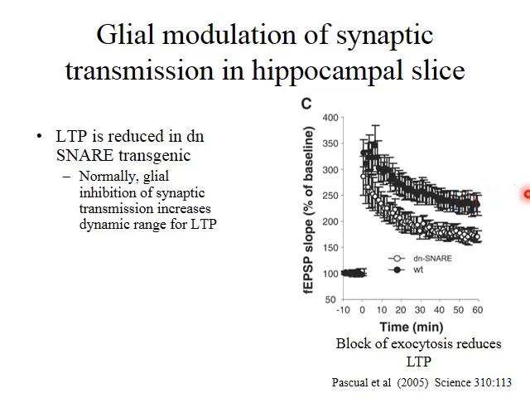Now, when the same experiment is done in the transgenic animal, where exocytosis is blocked by the DN SNARE, the dominant negative SNARE, we see that LTP still occurs, but the magnitude of LTP is significantly reduced. And the reason for that is the following. Remember, in the DN SNARE animal, the synaptic responses were larger to begin with. And this, in turn, affects the amount by which the synaptic transmission can be potentiated. If you start from a larger synaptic response, you have less room to increase the response amplitude before you reach a ceiling level. And that is illustrated right here.